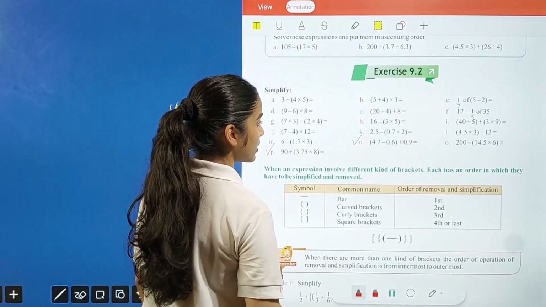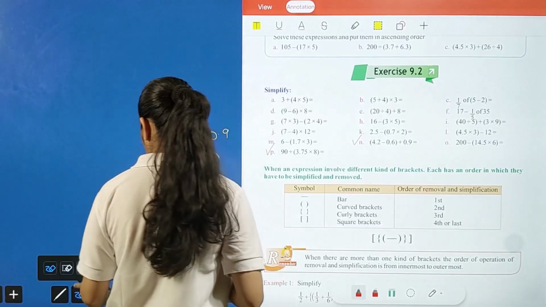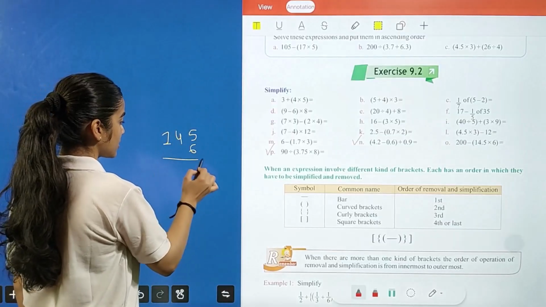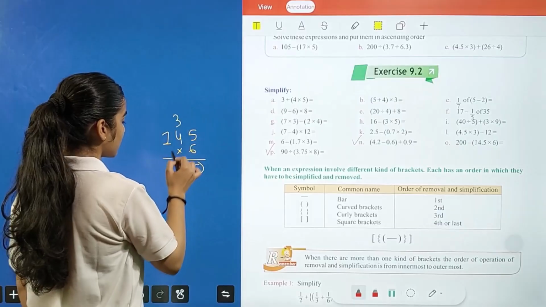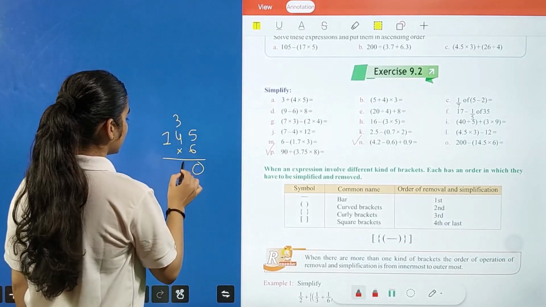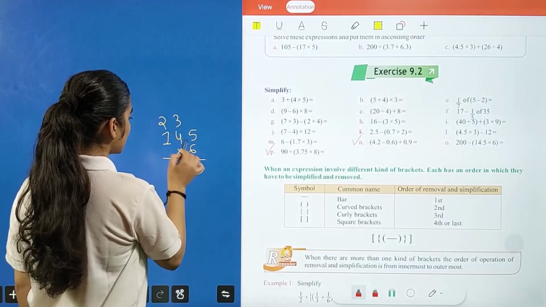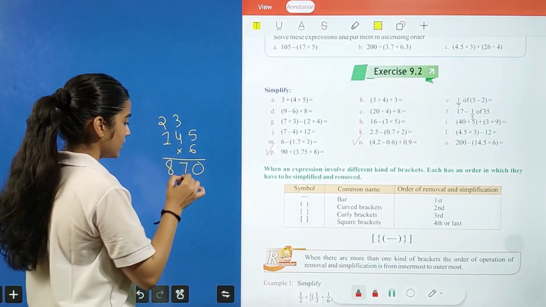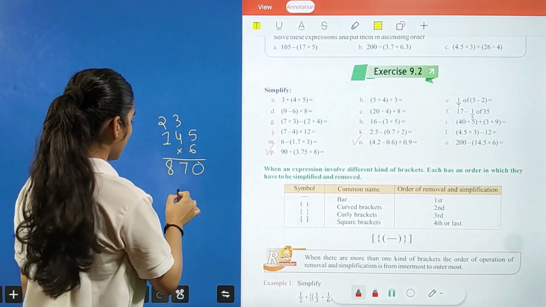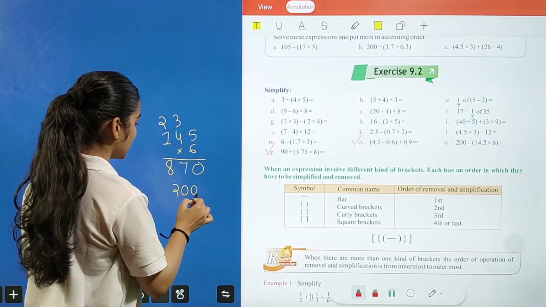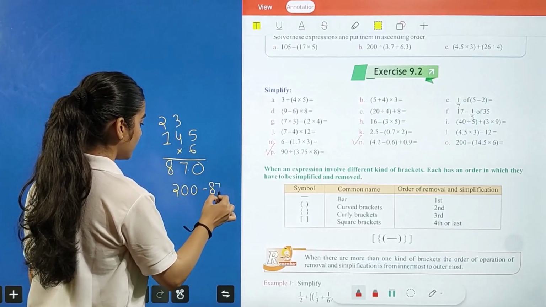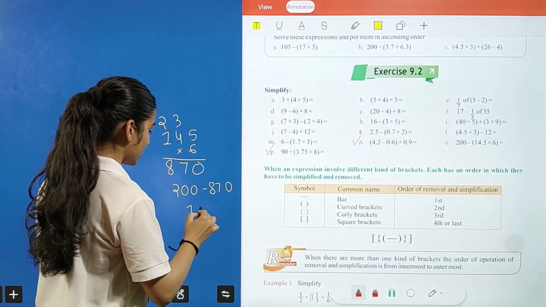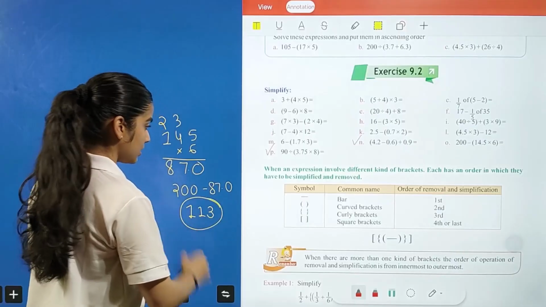Now 200 minus 14.5 multiplied by 6. So here we have to multiply 145 by 6 first. 6 5s are 30, 6 4s are 24, 24 plus 3 is 27, 6 1s are 6 and 8. So now we have to put a point: 87.0. You have to subtract 87.0 from 200. So 113 is your final answer.